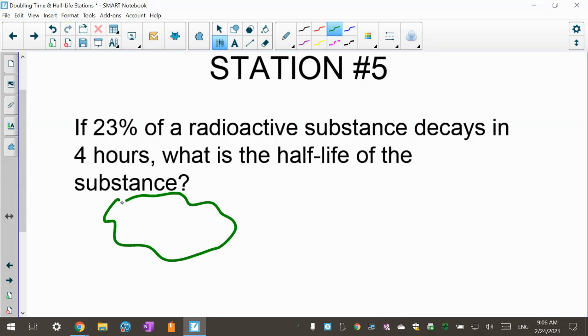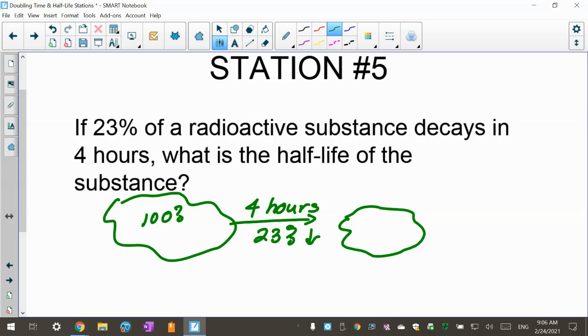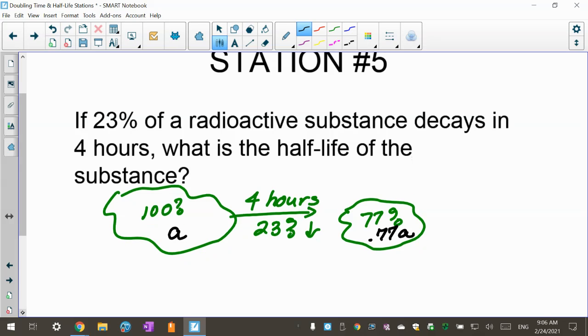So I have this substance, 100% of it. They told me after 4 hours, 23% went away. So now I have less of it, which is 77% of it left. All right. So if this is a whole A, if you will, in my formula, then this is going to be 0.77 of A left. Because remember, we divide by 100 when you're talking about percentages.